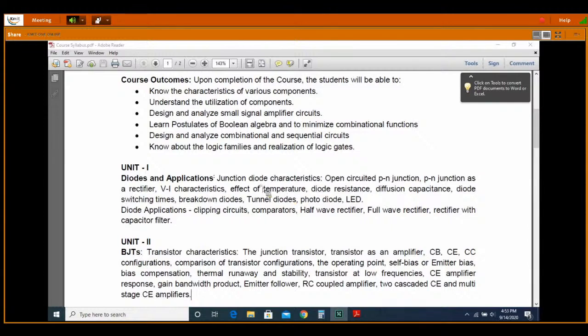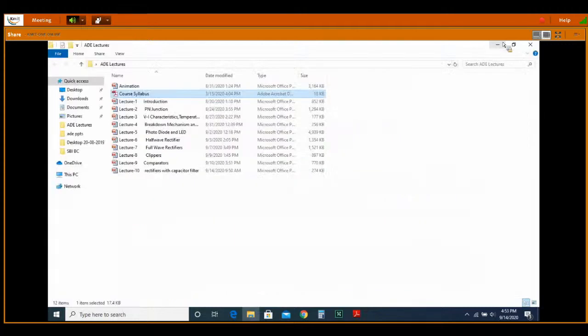Now we started with the junction diode characteristics. In that, the open circuit PN junction, we also saw the band bending structures. And we took the Fermi level, what it is for P type and N type, and how they look. I will show you the diagrams with respect to the topics, so that once again you can refresh here.